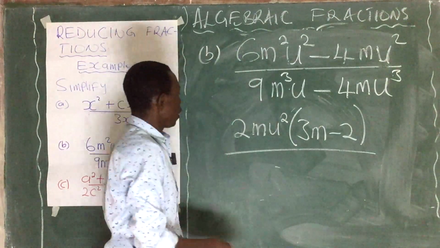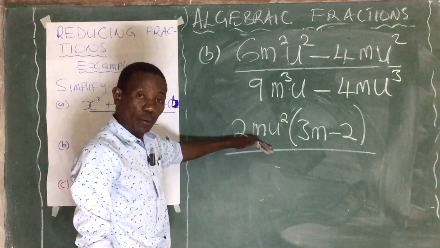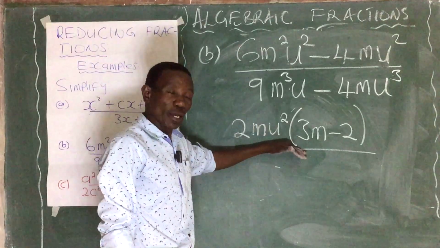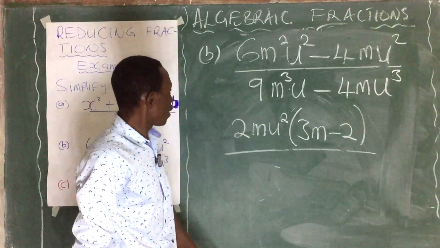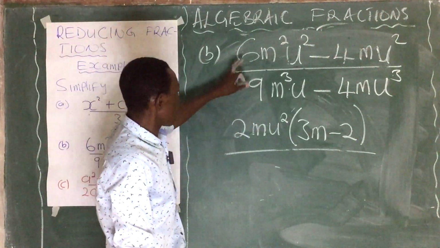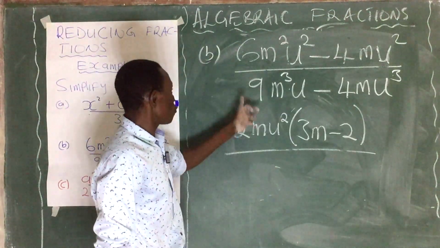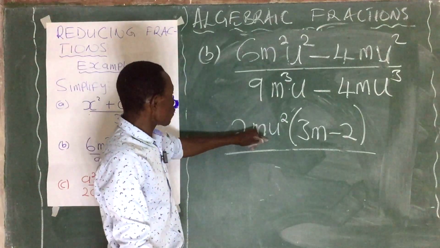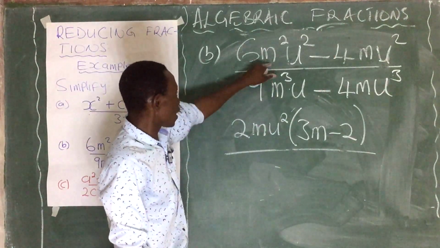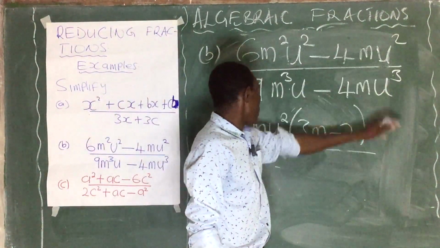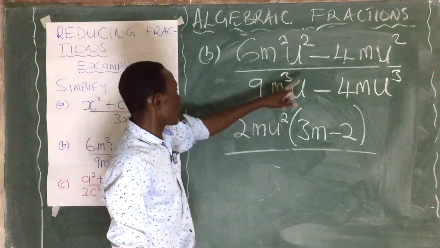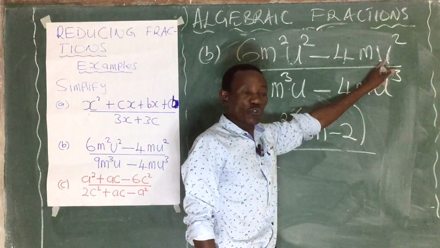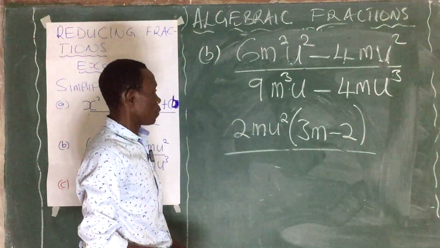So on top there, what we have is 2m u squared, open brackets, 3m minus 2 as such. I repeat, a common factor for this one and that one is the 2 for the 2 numbers, and also m, the common factor is m that can get into m squared and another m. And also here you talk of the factor u squared which can get into u squared and also u squared. So that's what you have up there.